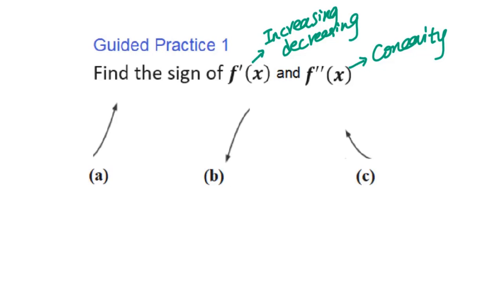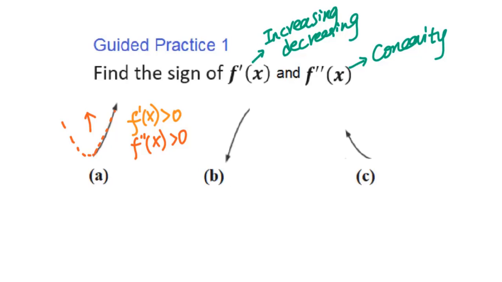Therefore, for A, it's an increasing function. Therefore, the first derivative is positive. Since this is a concave up graph, therefore, the second derivative is positive.